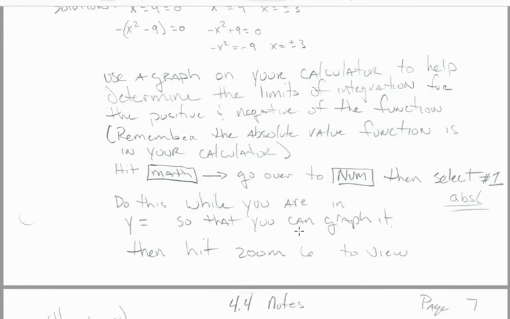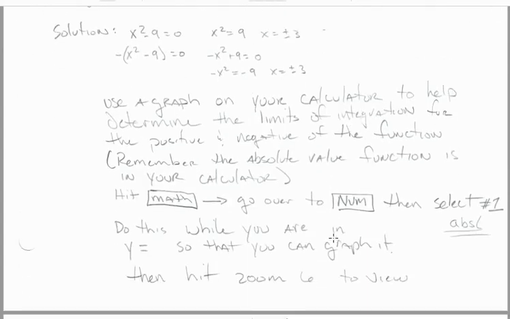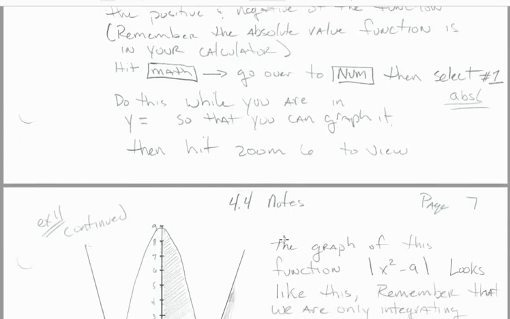You're going to hit math, hit the over arrow once to number, and then select one. It's going to have the absolute value with a parentheses. You're going to select that one, and then type in the equation x squared plus 9, or I'm sorry, x squared minus 9. Then you're going to hit zoom 6. If it doesn't fit on your screen yet, hit zoom 0. It'll fit on your screen.